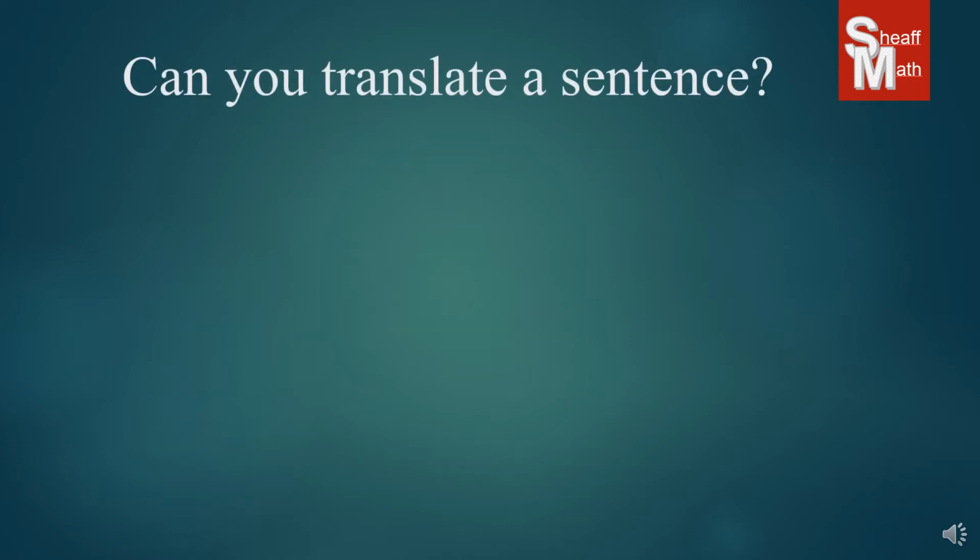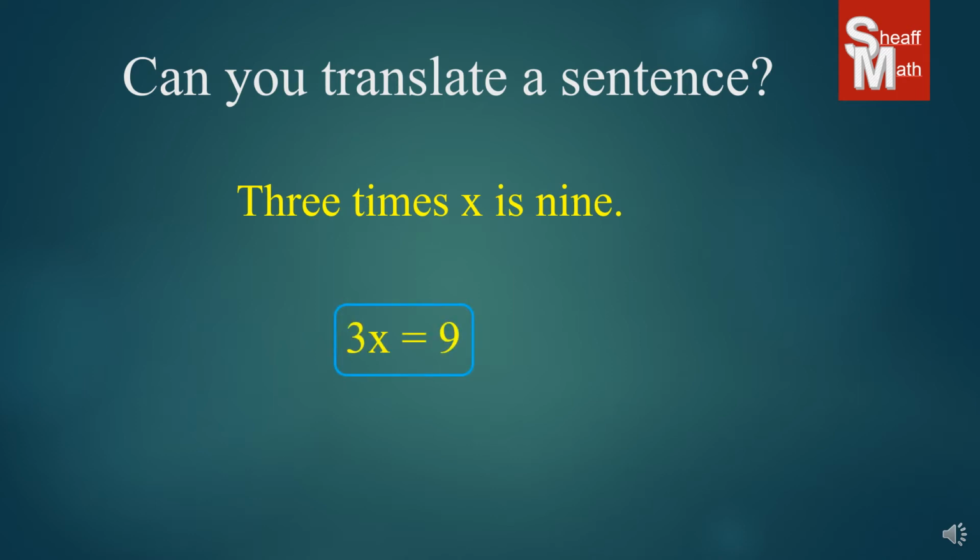Okay, so can you translate a sentence? Let's see. 3 times x is 9. Now we have to put this in a number sentence, so there's only going to be numbers, variables, and symbols. We can't use any words. So 3 times x. When we multiply 3 and an x, we actually don't have to put a dot or parentheses. 3x indicates that we're multiplying those two, and we always put the number in front of the variable. And then "is 9" means equals 9. So 3x equals 9.